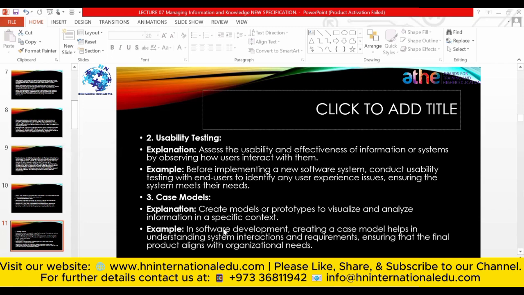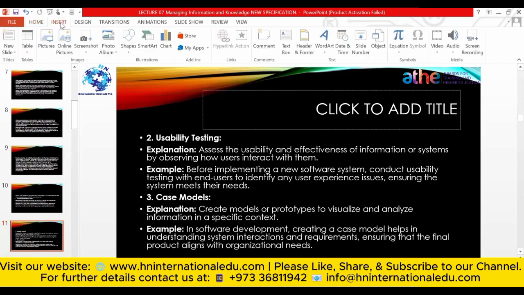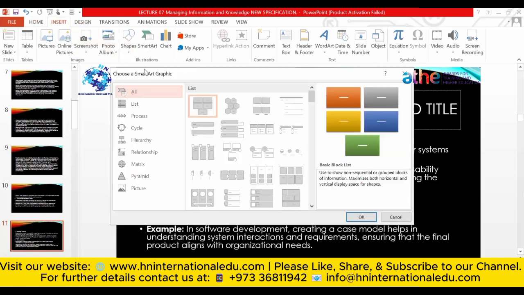Then we have case models. Create models or prototypes to visualize and analyze information in a specific context. Prototypes and models, what are they? If I can give you an example from the PowerPoint right now, the graphs, like, let's go to SmartArt. These are the general charts and these are the smart charts. We should talk about these.